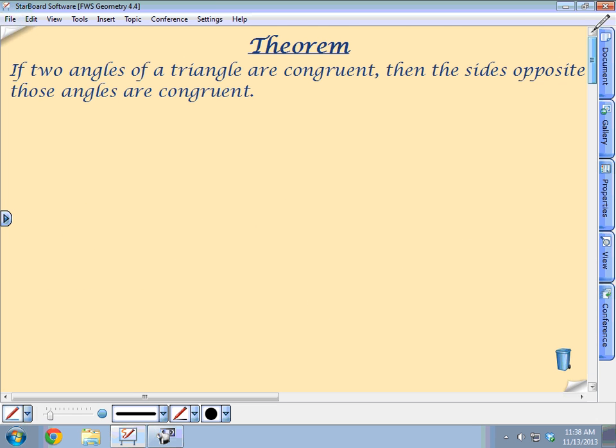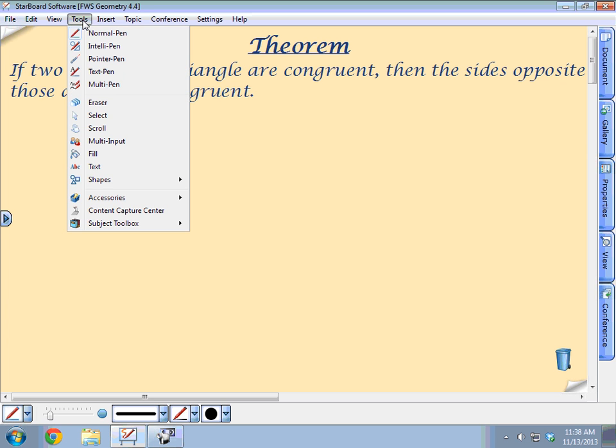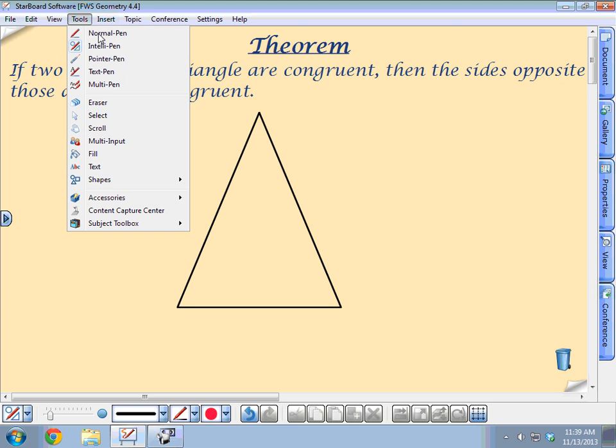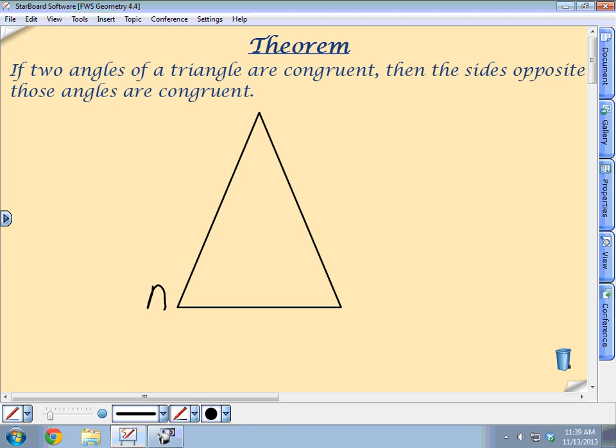All right, here's a theorem, and I think this is on the next page, 49. This theorem says if two sides of a triangle are congruent, then the angles opposite those sides are congruent. So I think I can prove this to you because this is a theorem. Let's see. I'm going to call these A, B, and C.